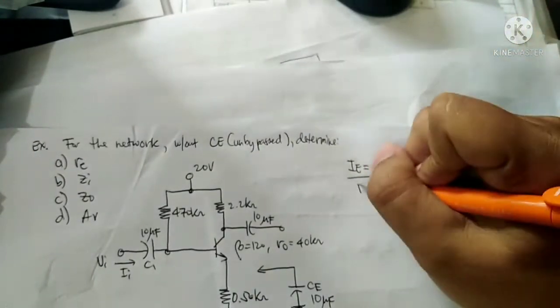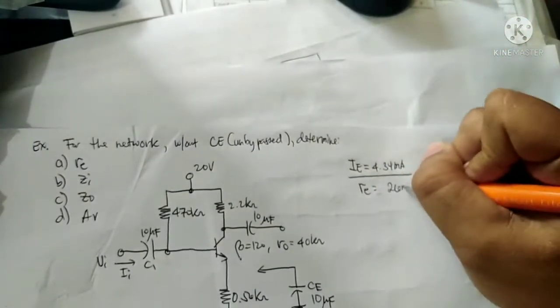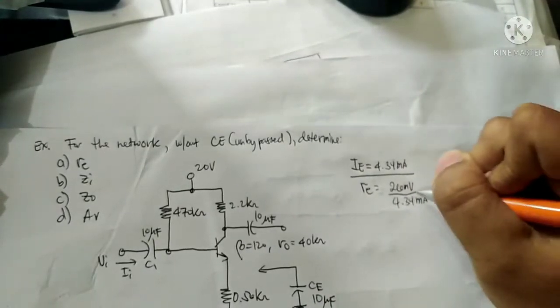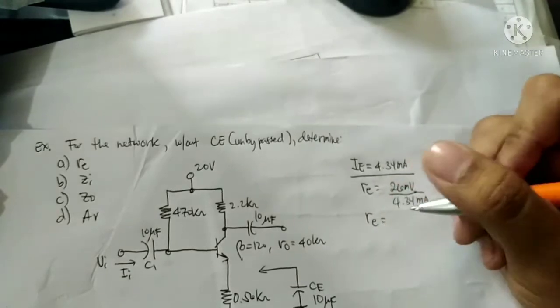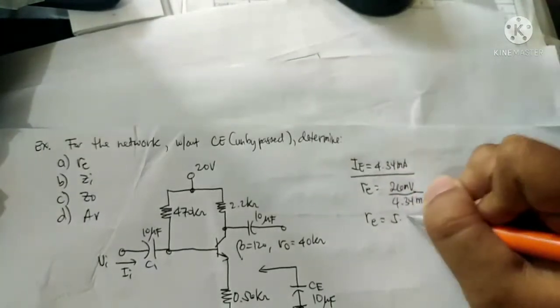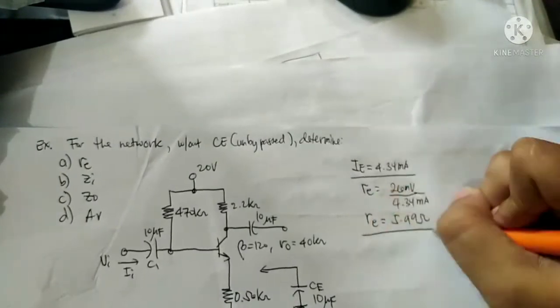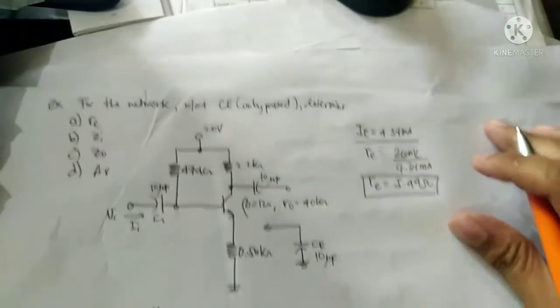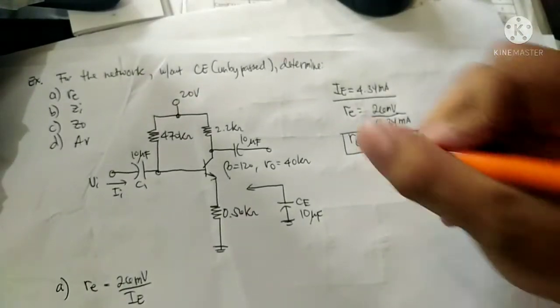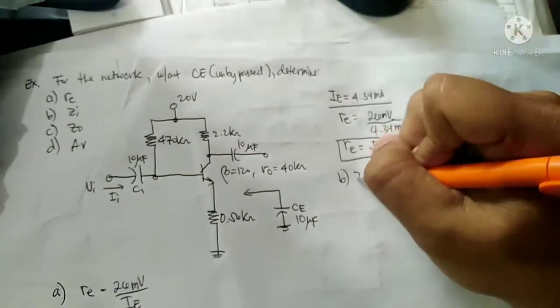So re is equal to 26 millivolts divided by 4.34 milliamps. So re is 5.99 ohms. So that's our re. Then letter B, input impedance.